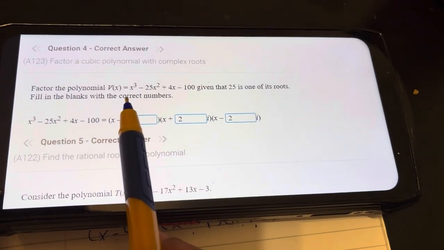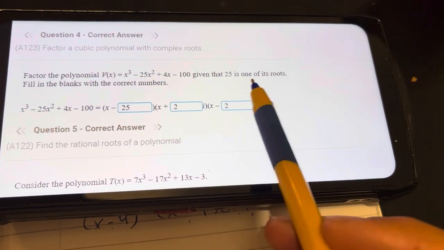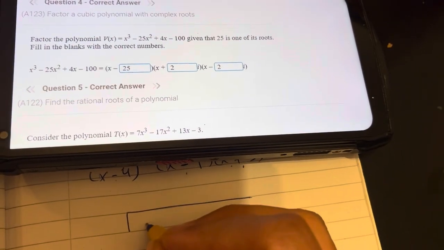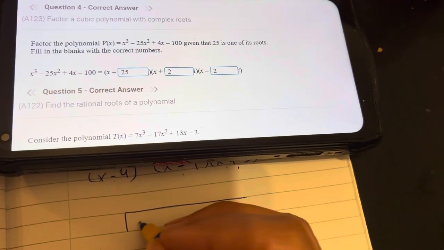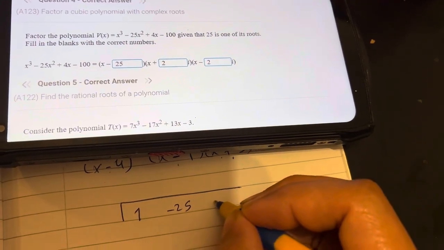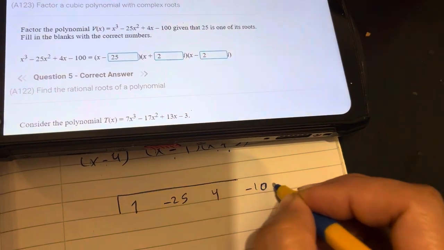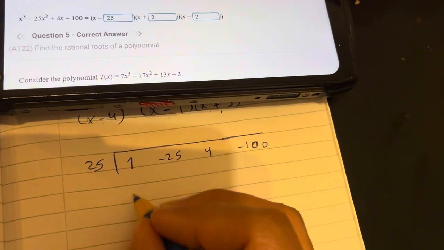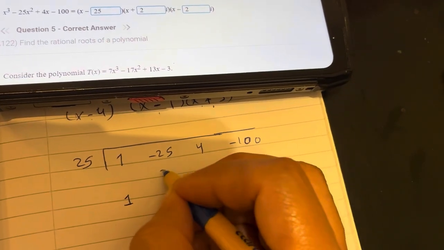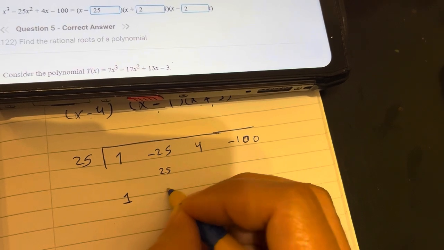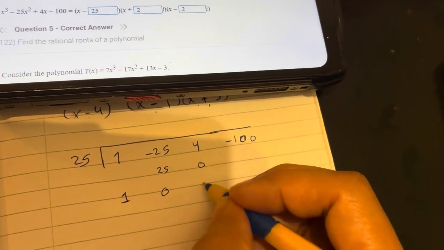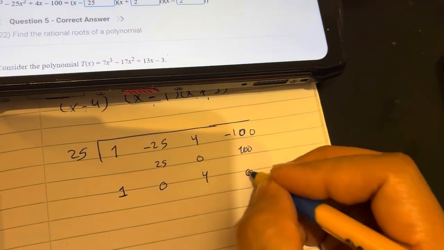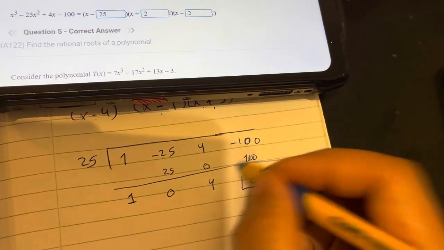Question 4, factor this polynomial, given that 25 is one of its roots. So I already gave you one of the roots, so I will use synthetic division. This is 1, minus 25, 4, minus 100. I know x is equal to 25 is one of the roots, so I'll put here 1. 1 times 25 is 25, plus minus 25 is 0. 0 times 25, 0, plus 4, 4. 4 times 25 is 100, minus 100, 0. And I know that the remainder should equal 0, because this is one of the factors.